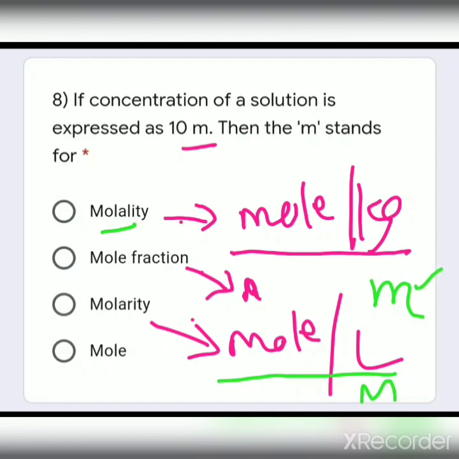So which one is the correct option here? The correct option is the first option, that is molality. Look here. There is a slight difference in the spelling of molality and molarity. So be careful when you are attempting this type of question.